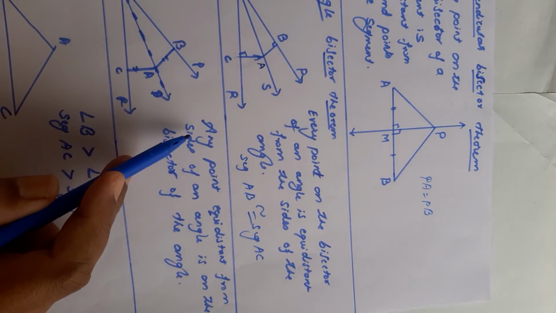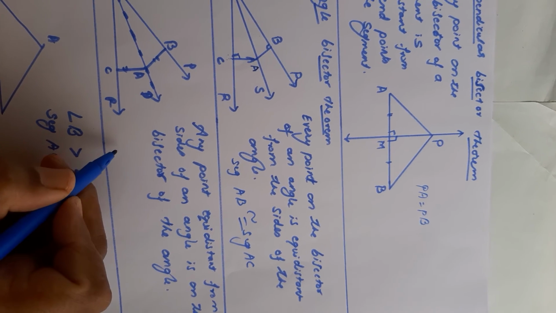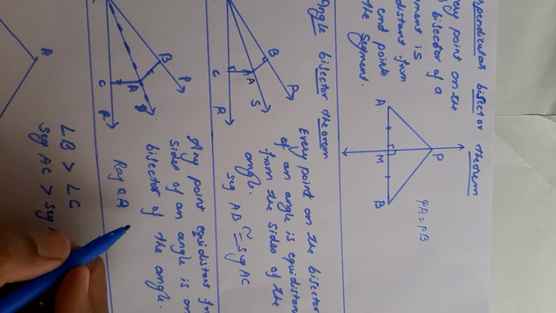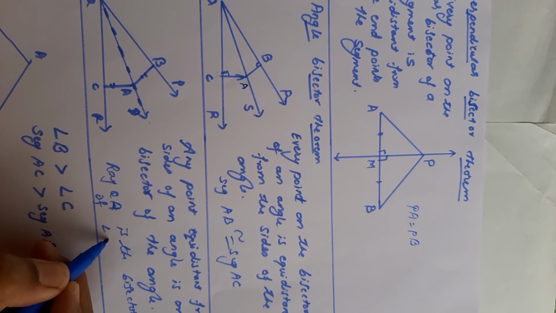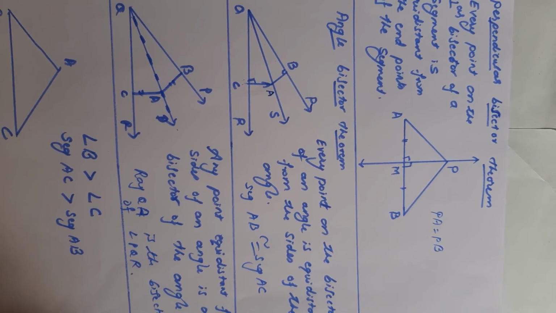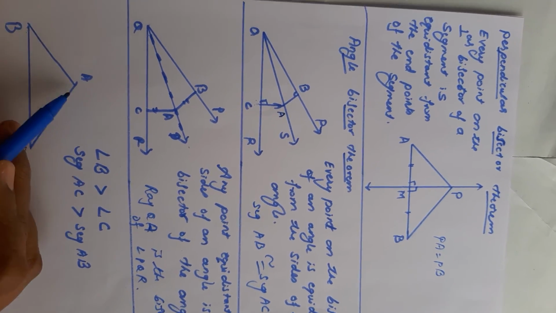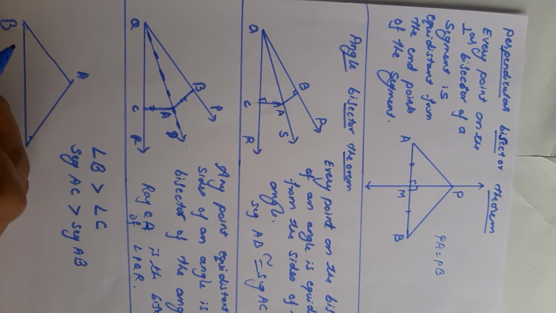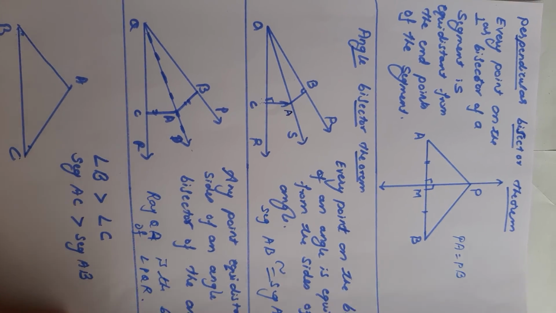Next is part 2. Any point equidistant from the sides of an angle is on the bisector of the angle. What we have to prove is that ray QA is the bisector of angle PQR. Understand? Now the last point: if segment AC is greater than segment AB, then angle B is greater than angle C. Understand? I have taken the whole lesson's concepts and theorems.